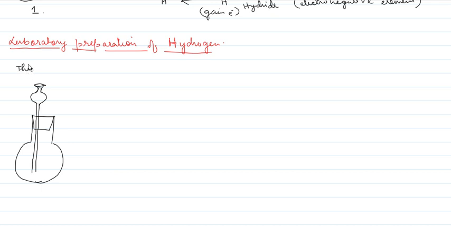This funnel is known as what? It is known as thistle funnel, and another tube will be passed through it. The second tube is known as delivery tube.